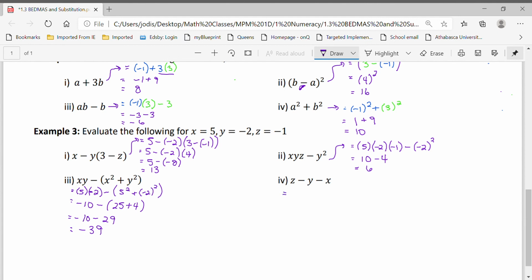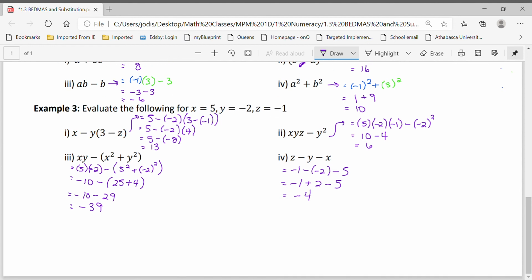All right, and last one, we have z is negative 1, minus y is negative 2, and minus x is 5. So negative 1, we could just simplify signs here because it's all minusing. So we could say negative 1, negative and a negative is a positive, and then minus 5. So negative 1 plus 2 is positive 1. Positive 1 minus 5 is negative 4. And that is it for that lesson.